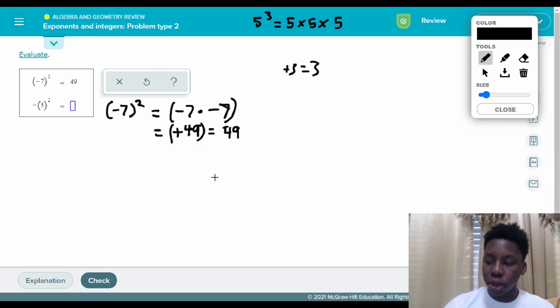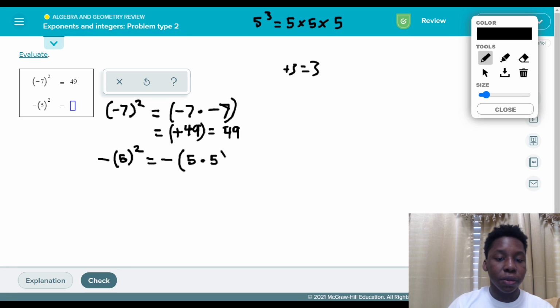Let's go to the next question. The next question is minus, with emphasis on the minus first, then the bracket with 5 inside and then the square. What this means is we put the minus out here and then multiply 5 two times, because it's 5 to the power 2. This minus is going to multiply whatever we get in here. So this is 5 times 5, and 5 times 5 equals 25.